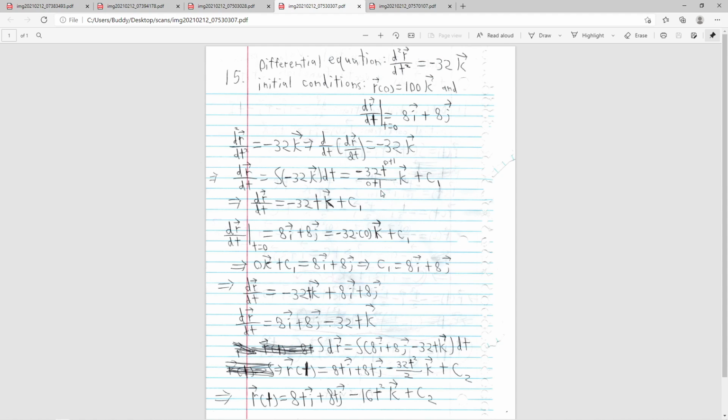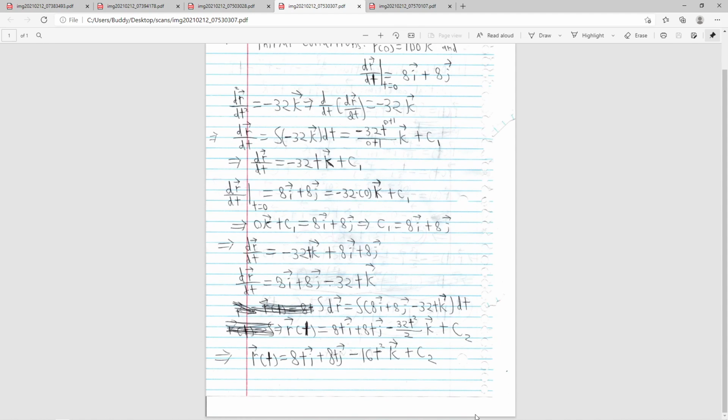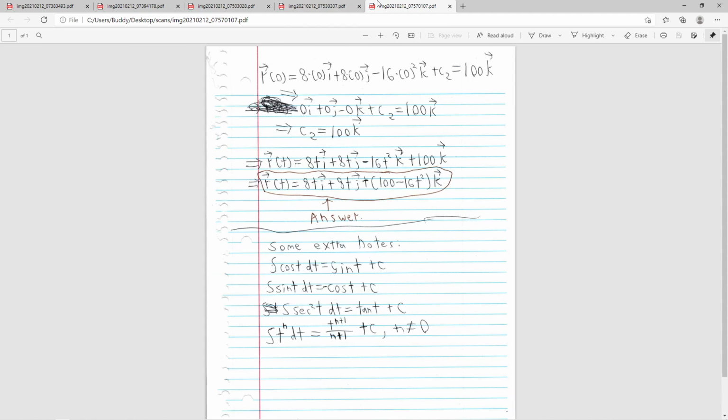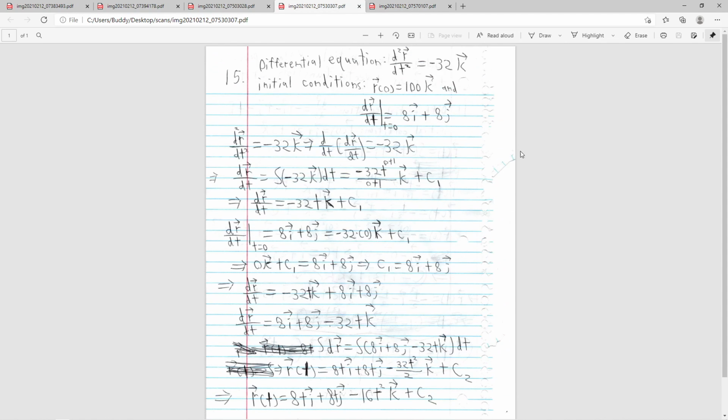Just to show you, one of the more important integration techniques is using that general power formula. Really common. Negative 32tk plus c1, and I put c2 in the end because there are two different constants, since we're going to have to integrate twice. But yeah, the first derivative is equal to this because you integrated the second derivative to get the first derivative. Equation for it.